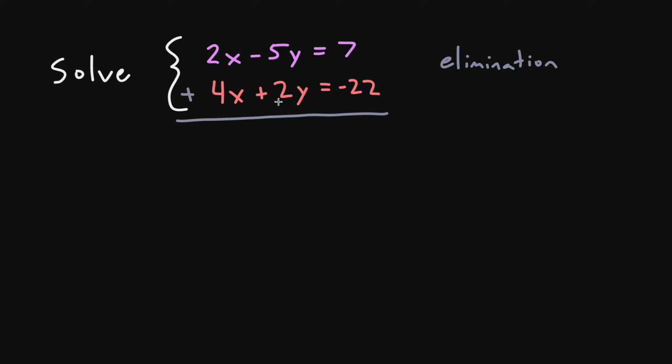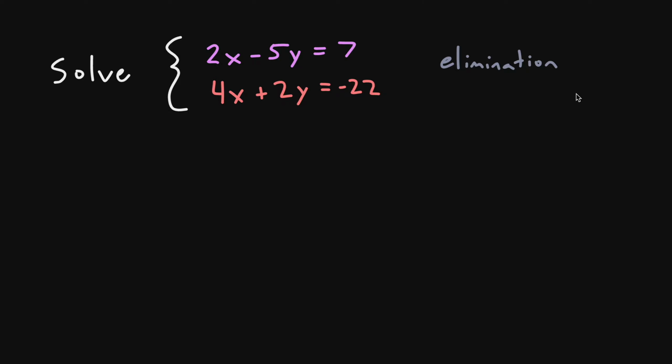So I'll give you a little warning. We're going to try this. It's not quite going to work. We can do 2x plus 4x to get 6x, negative 5y plus 2y to get negative 3y, and 7 and negative 22 add to make negative 15, I think. That's fine. This is a new true equation, but it didn't help us because nothing got eliminated. So in order to do elimination properly, we need to do another step first.